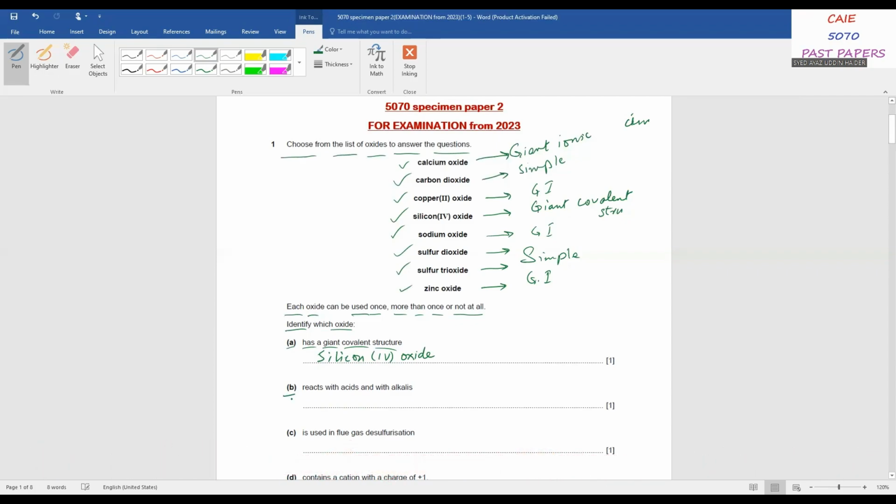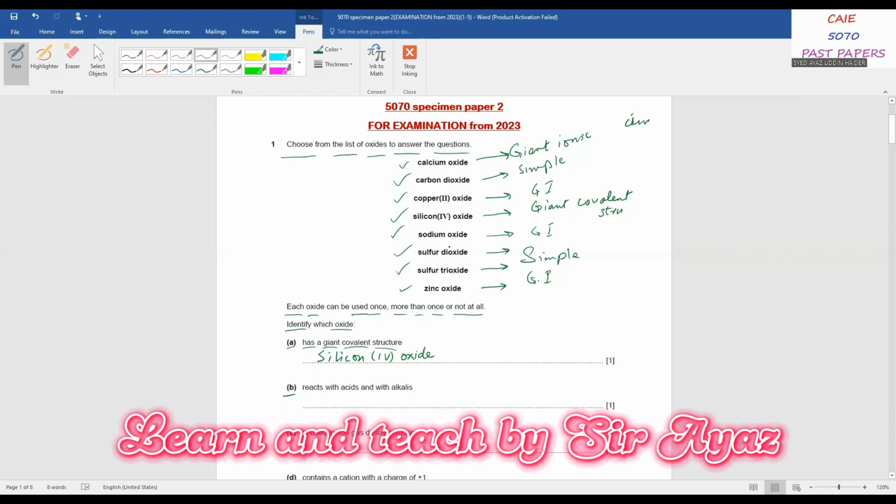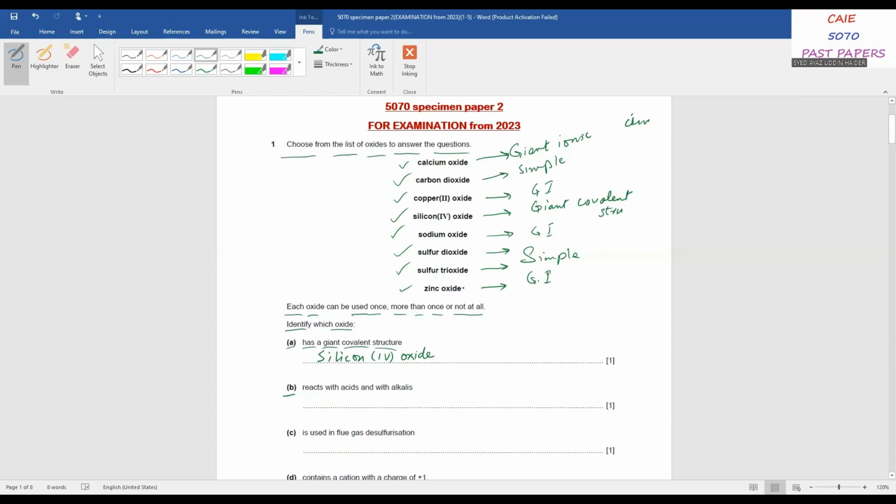Part B reacts with acids and with alkalis. So this oxide must be reacting with both acids and alkali, and we have only one choice. If you look at all the choices, you have basic oxide, calcium oxide, carbon dioxide, acidic oxide, copper 2 oxide, basic, silicon 4 oxide, acidic, sodium oxide, basic, sulfur dioxide, sulfur trioxide, both are acidic. Zinc oxide is the only choice left. So it's the only oxide which reacts with both acid and alkalis.